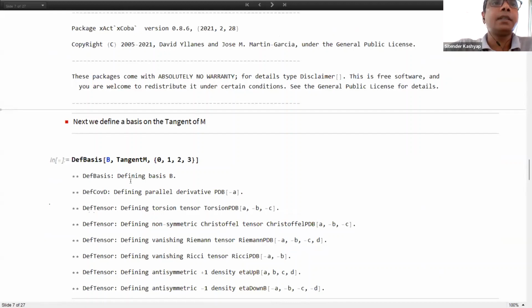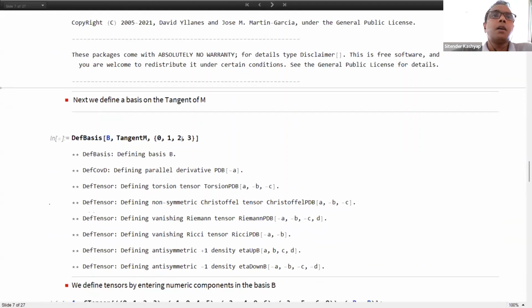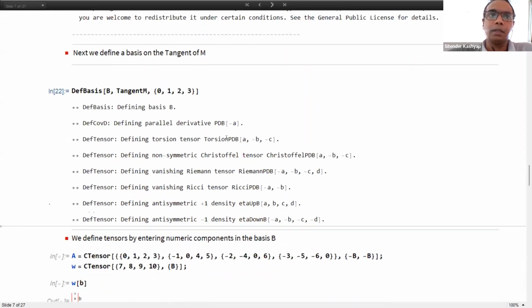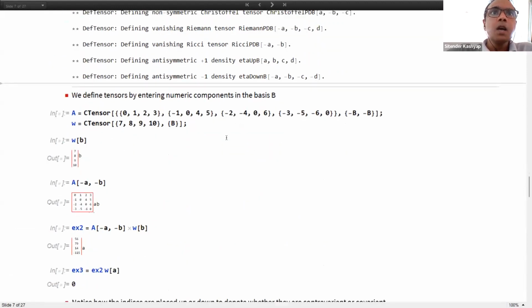Then we define a basis for the tangent of the manifold. So here is how we do it. There is a basis called B, where this basis is on the tangent manifold of M, and the labels that we shall use, this is a 4-dimensional manifold, and we'll use the labels 0, 1, 2, 3 for labeling the indices.